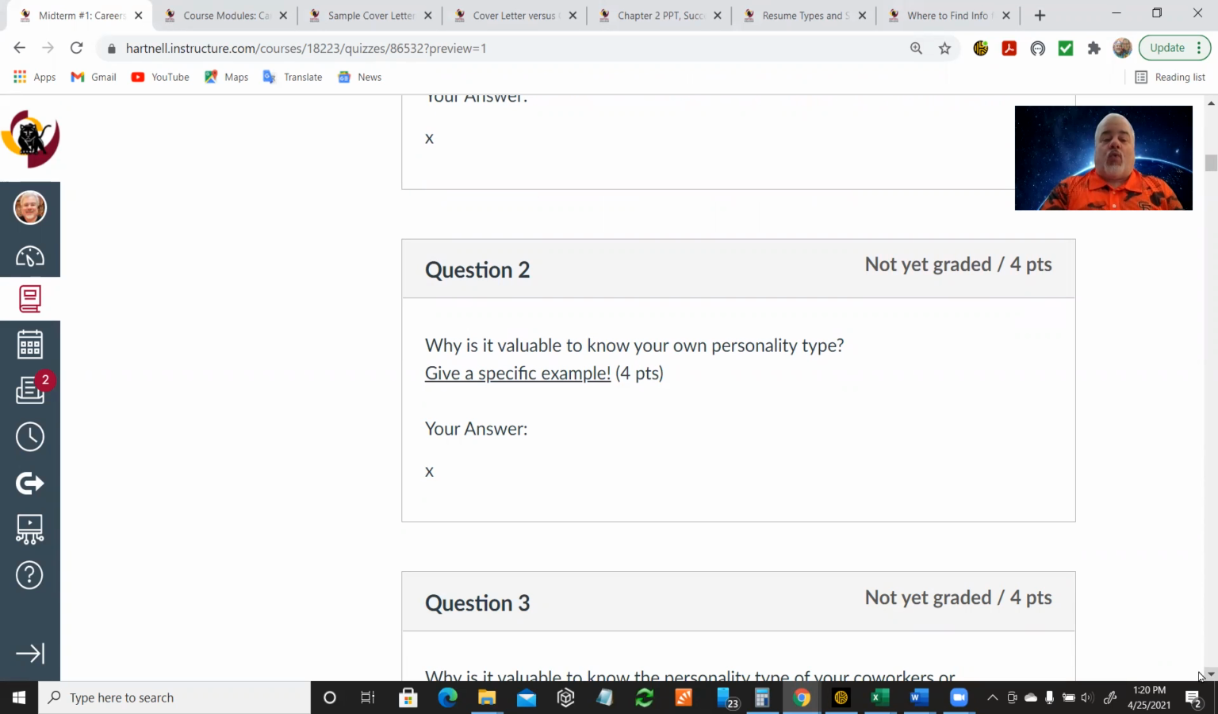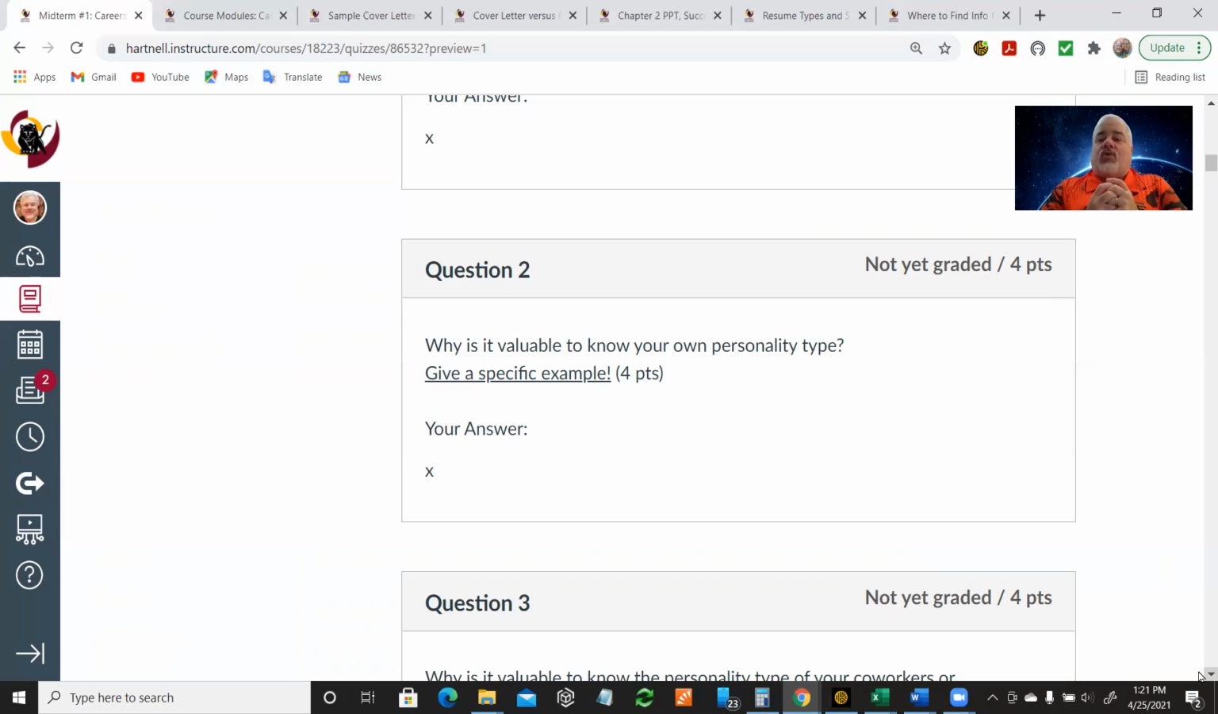Question number two, why is it valuable to know your own personality type? And for this one, again, there is a lot of leeway, but I wanted you to get into the idea that I lectured about. Knowing your own personality type helps set yourself up for career goals and success goals that match what are going to make you happy.